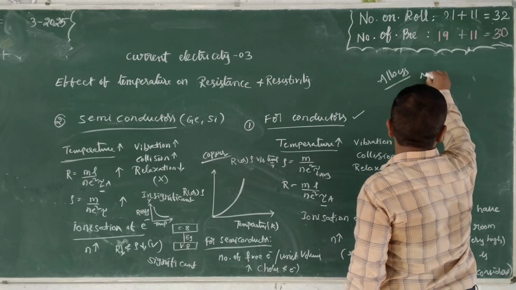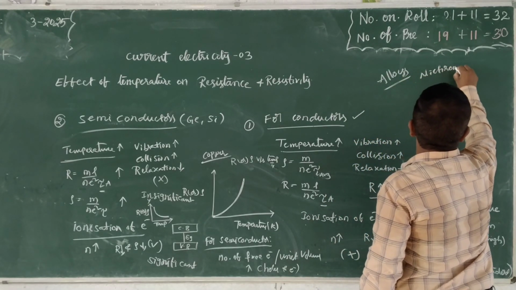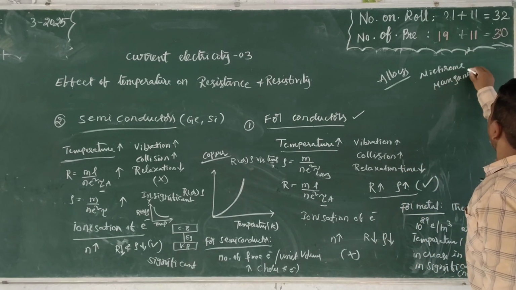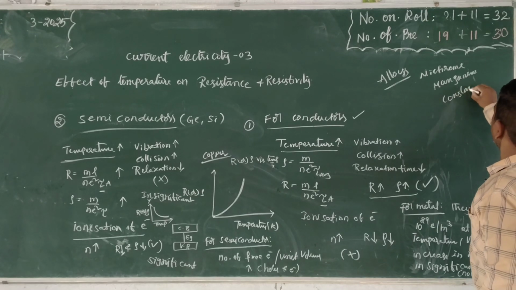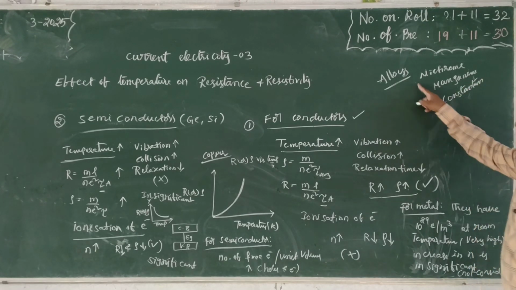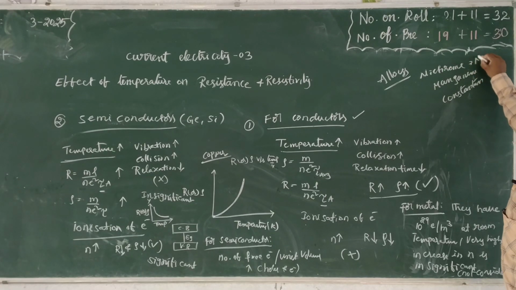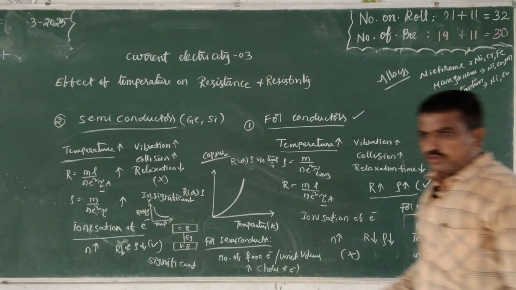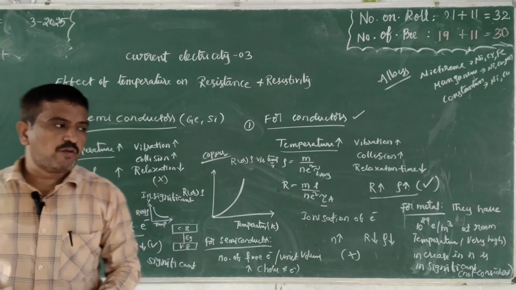See, for alloys we can discuss here. Alloys means nichrome, manganin and constantan. These are the alloys. For example, nichrome is a combination of nickel, chromium and iron. Manganin is nickel, copper and manganese. Constantan is nickel and copper only. These are alloys. Alloys means two or more metals combined together to form an alloy.